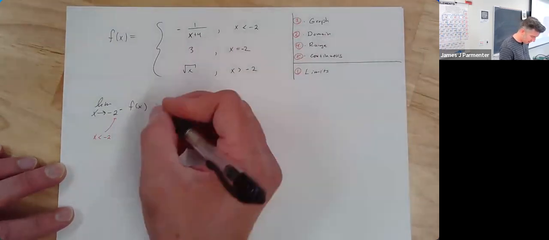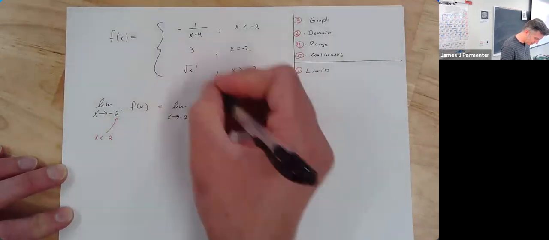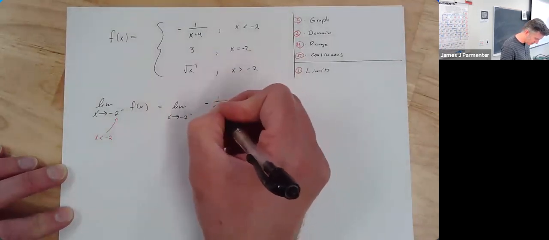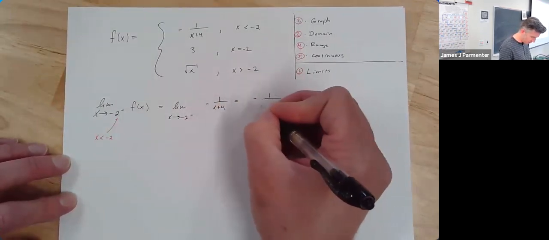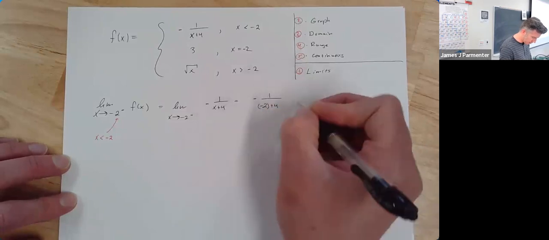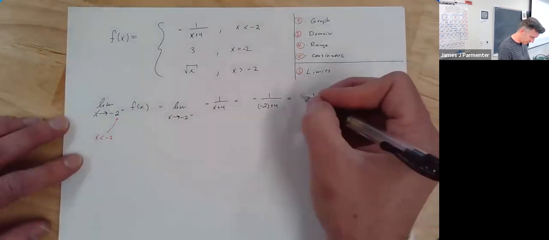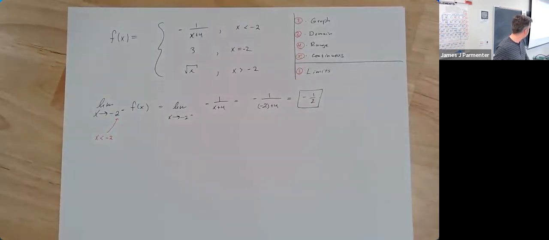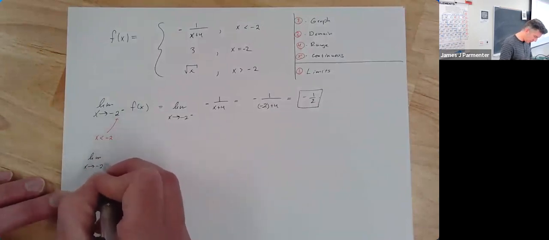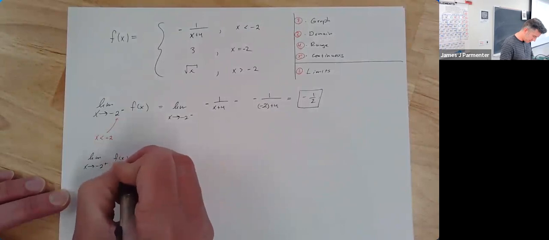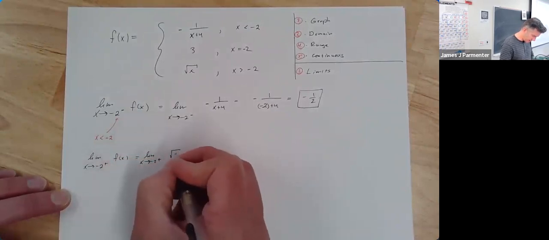So I would write this as the limit as x approaches -2 from the left of the piece I'm using, which is -1 over x plus 4. So plug in -2, get -1 over -2 plus 4, which is -1 over 2. So there's my limit from the left, -1/2. On the other hand, the limit as x approaches -2 from the right, I get the limit as x approaches -2 from the right of the square root of x.